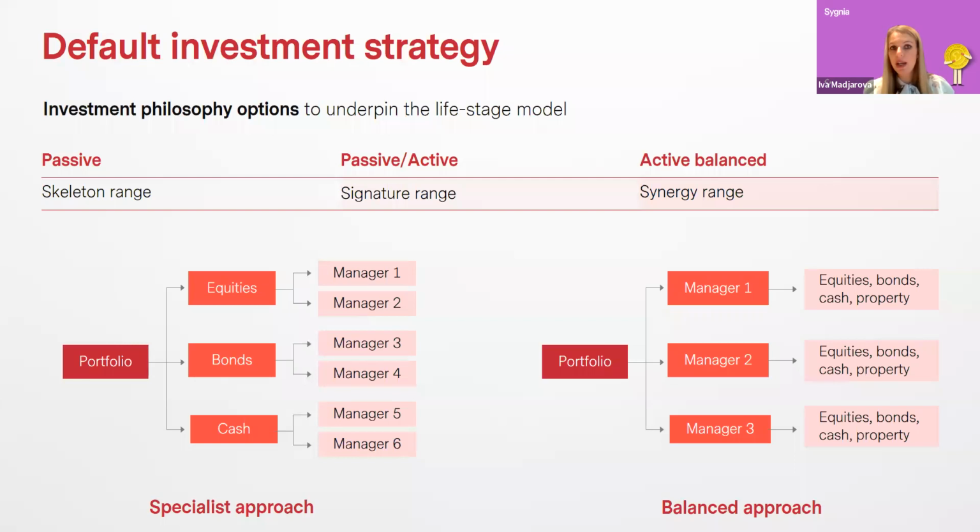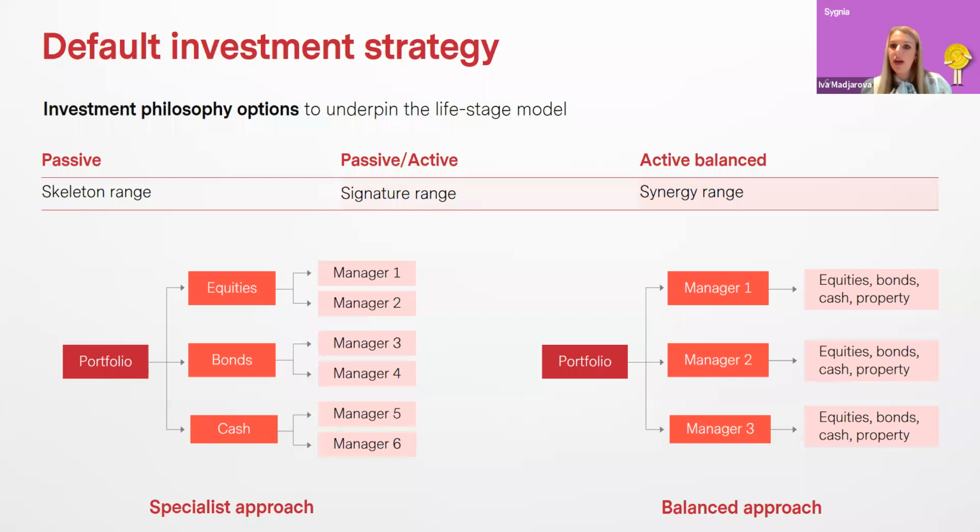Likewise, in the bond space, in the Signature range, you've got the Sygnia Passive Bond Fund, as well as the Coronation Strategic Bond Fund. So Coronation have been put in the portfolio due to their skill in being able to manage South African bonds. In the Skeleton range, you just have the passive tracker. So essentially, with the specialist approach, you start with the asset allocation up front, and then you look for the best managers and strategies to implement on that decision.